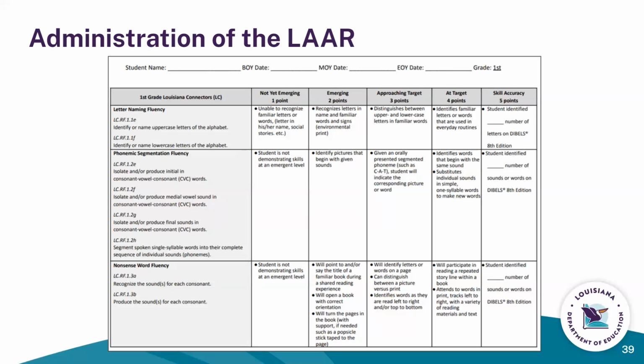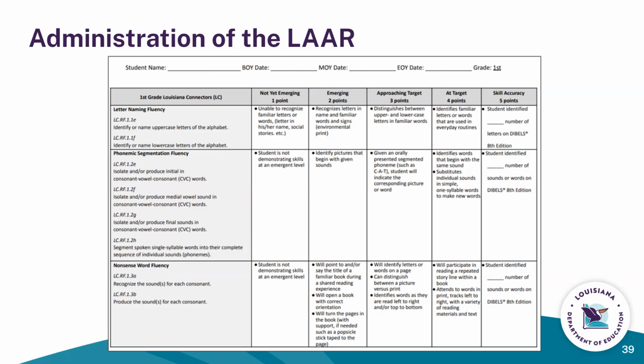So the test administrator would determine how to score the student, and that's based on a possible score of 5 total points. And you can see, as indicated on the slide, a score of 1 would mean that the student's letter naming fluency skills are not yet emerging. That student is unable to recognize familiar letters or words. Or maybe the test administrator moves on to a score of 2. That would indicate that the student's skill is emerging. The student is recognizing letters in their name or familiar words or signs.